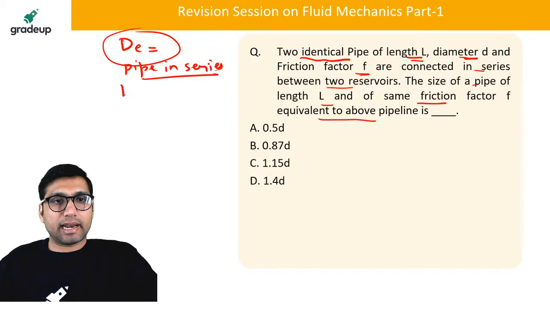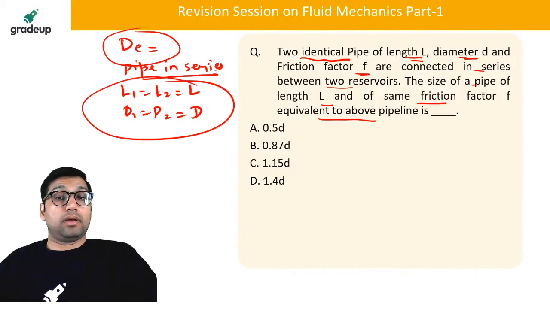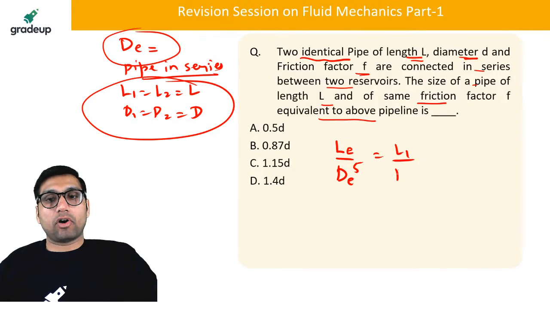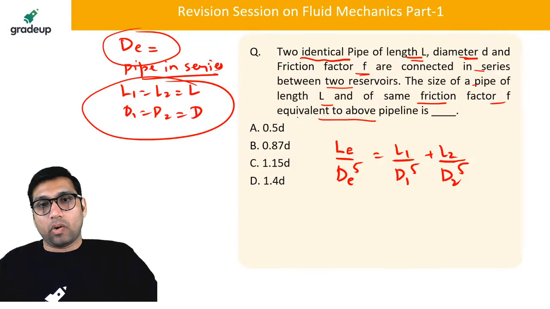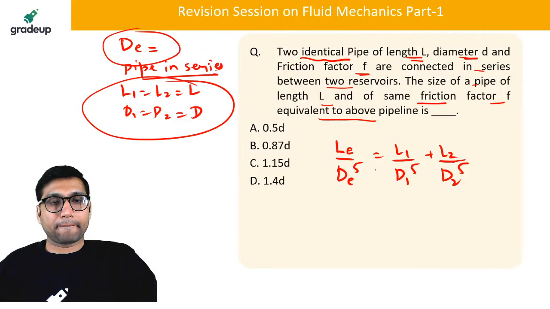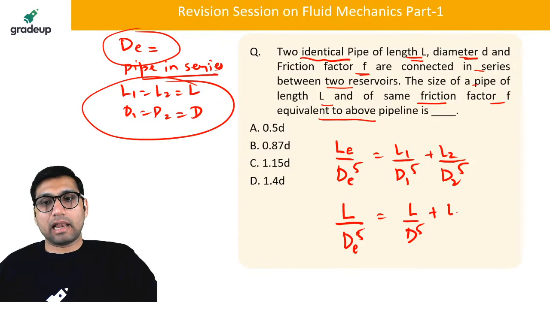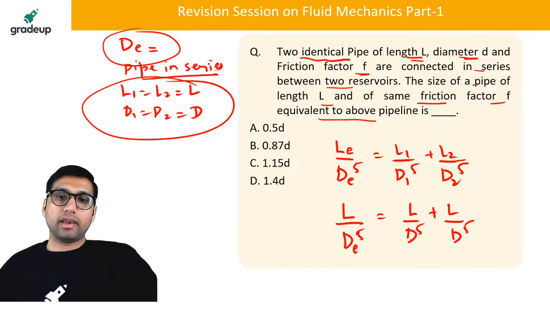In this condition, we can simply say that L1 is equal to L2 is equal to L, and D1 is equal to D2 is equal to D. We can also use Dupuit's equation: equivalent length divided by D power 5 is equal to L1 by D1 power 5 plus L2 by D2 power 5. In this question, everything is the same, friction factor also the same. So this will be L over D power 5 is equal to L by D power 5 plus L by D power 5.